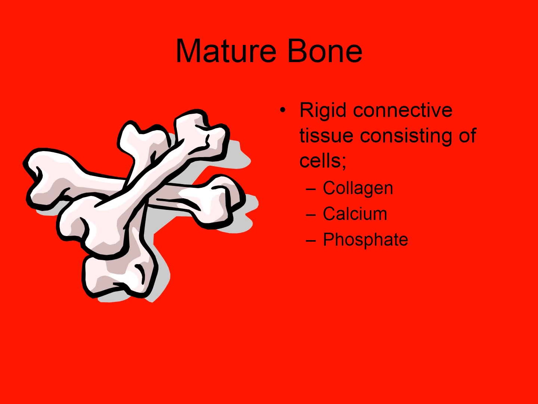It is rigid connective tissue that consists of collagen, which is like fiber, and a large amount of crystallized minerals, which includes the calcium and the phosphates.